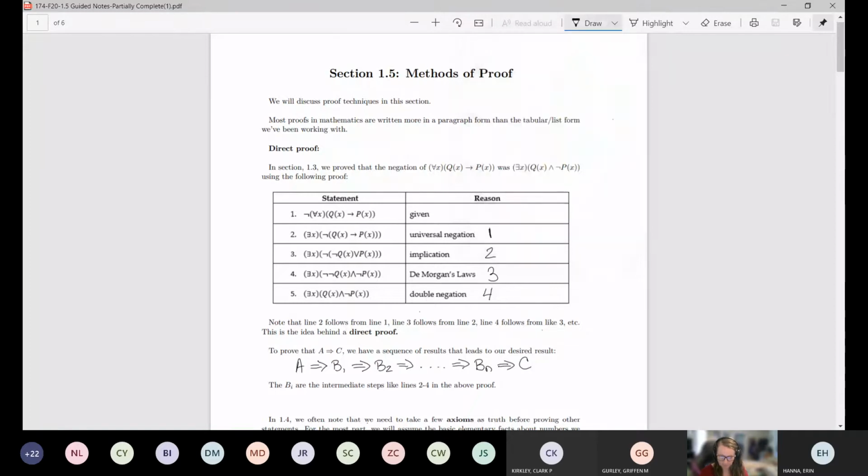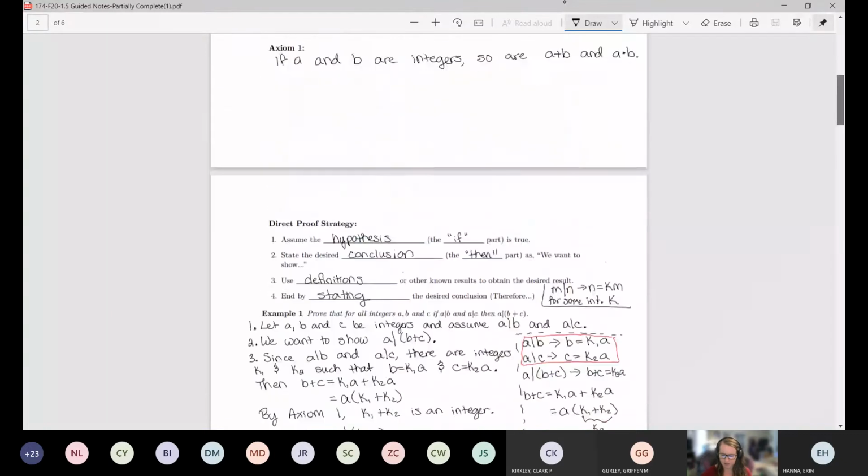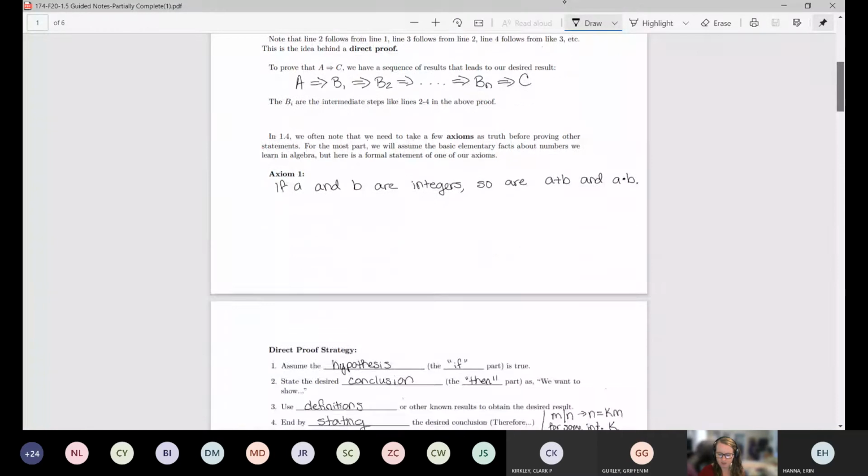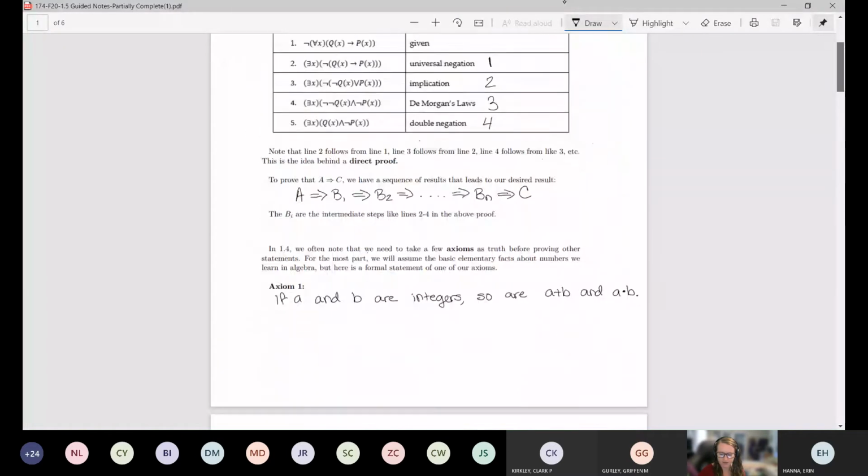We started with direct proofs, which was essentially just one thing follows from the other. So we did a couple of those where you kind of come off to the side, and you play around a little until you figure out what you want.